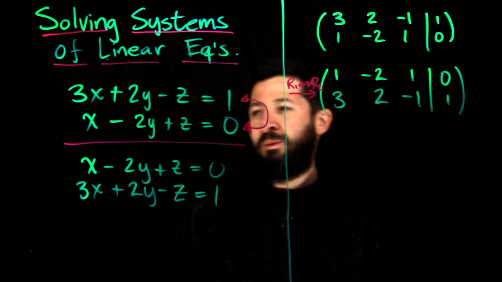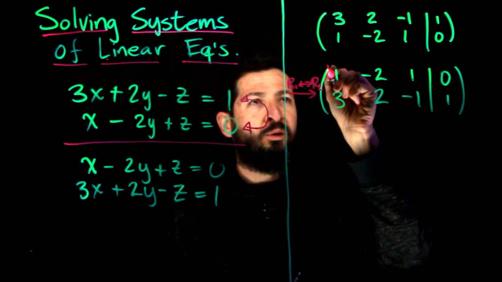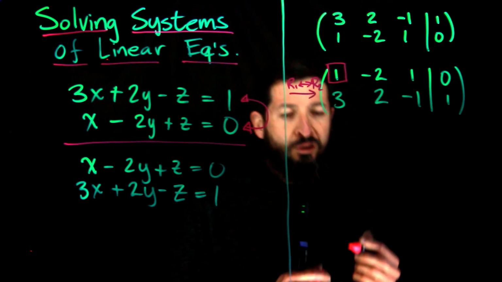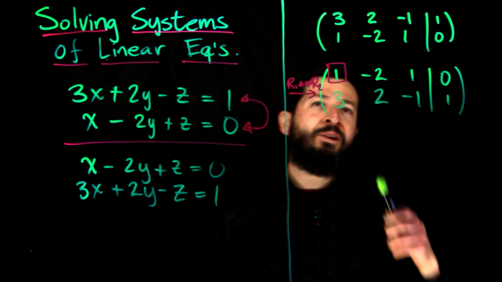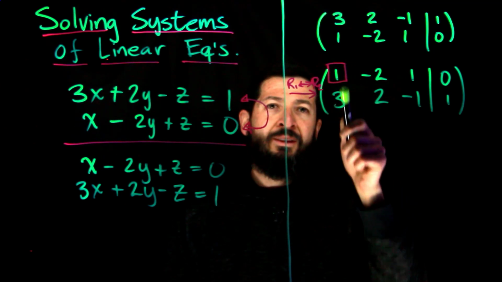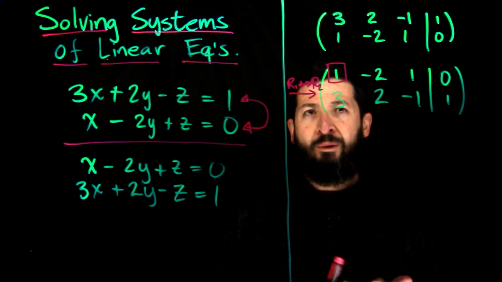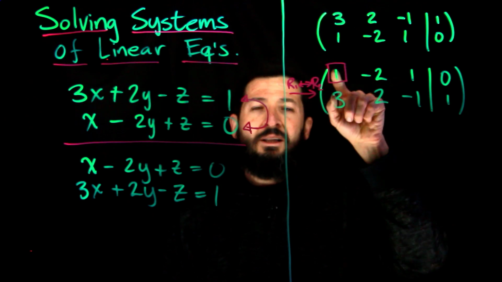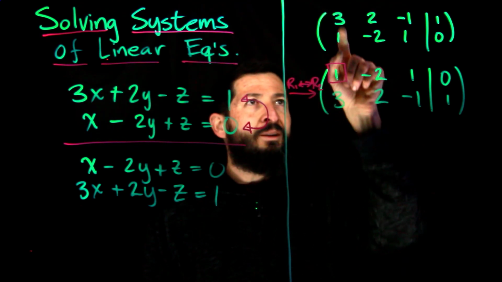Okay, so that's my first step. Why? Because what I want to do is in an upper corner at the moment, my top upper corner, I want it to be a 1. Why? Because whenever you have a 1, it's always easy to make everything below it 0. And that's going to be the first step I'm going to do to solve systems of equations. I'm going to make a 1 either by exchanging rows or by dividing by the coefficient.